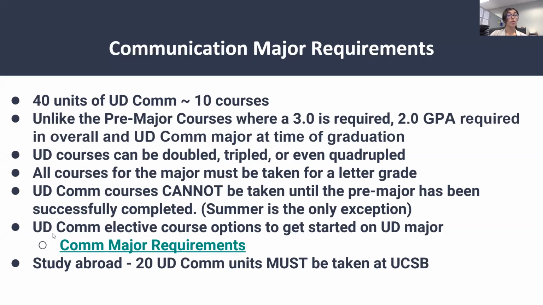Now, if you do want to get started with earning upper division major credit, there are a few upper division comm elective course options that are listed on our major sheet linked here that can later count toward the comm major while fulfilling upper division unit requirements. Please note that only a maximum of 4 major elective units can be applied to the comm major.